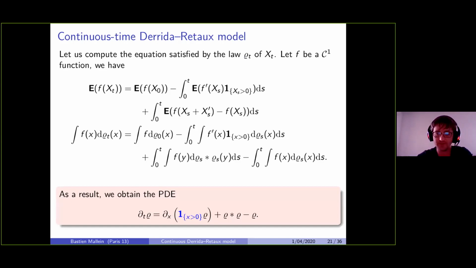And this is a conservative equation. So it's really close to the PDE obtained by the physicists, but with some extra attention placed on the Dirac mass at 0 that builds up when you lose mass. You lose mass until you hit level 0, so you have a positive probability to be equal to 0. And this is what makes the PDE conservative here.